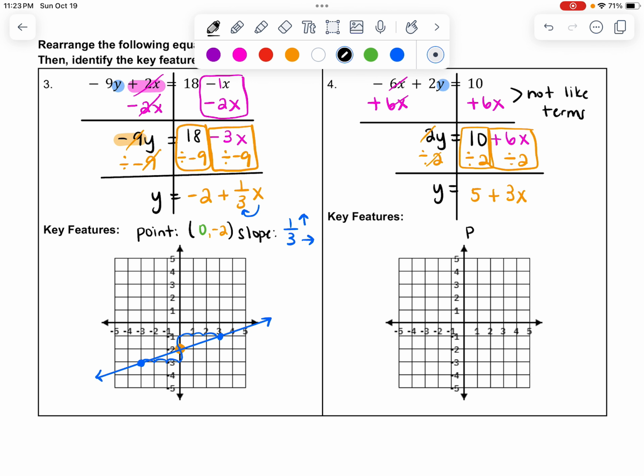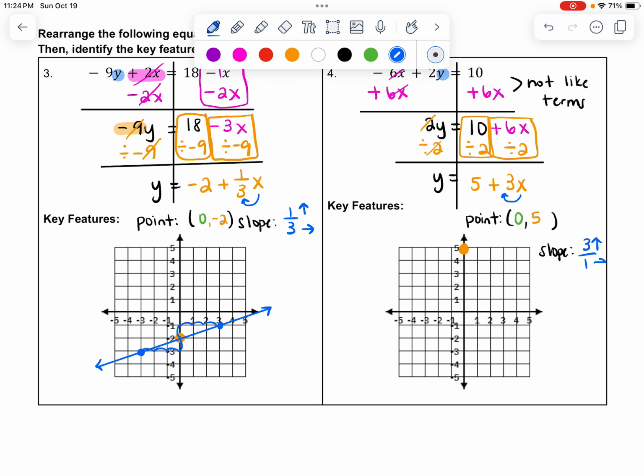Now my key features here would be my point and my slope. My point here would be 0, comma, and my y value would be 5. It's a 0 because there's no parentheses. My slope would be the number right before x, which is 3 over 1. Then I'm going to go to 0, 5, and I'm going to try to go up 3, right 1. But since there's no room, the reverse would be to go down 3 and then go left 1.